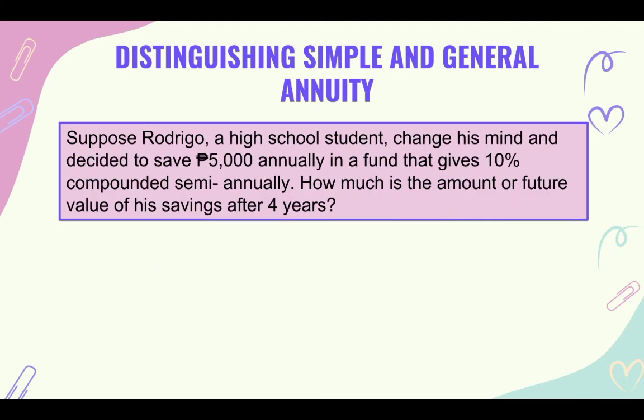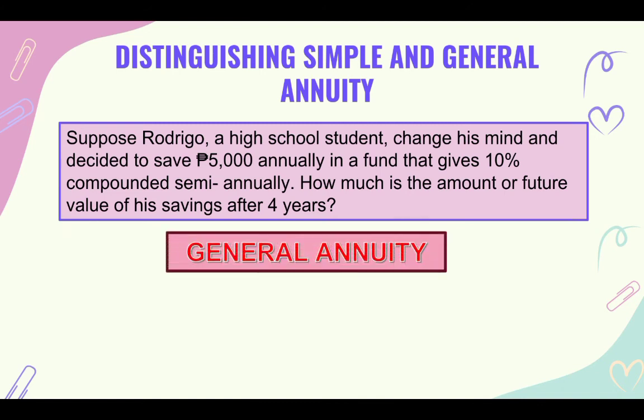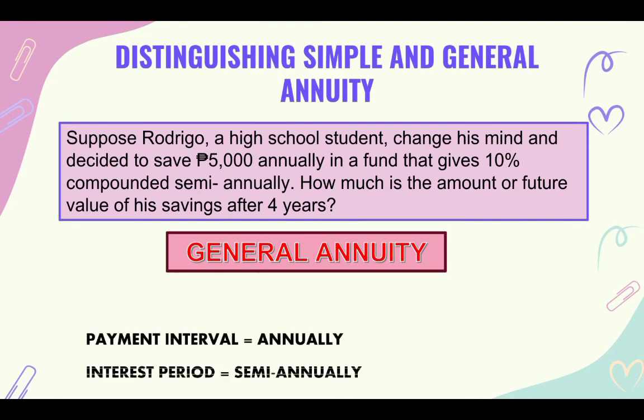Next. Suppose Rodrigo, a high school student, changed his mind and decided to save 5,000 annually in a fund that gives 10% compounded semi-annually. How much is the amount or future value of his savings after 4 years? So what will be the annuity that describes this problem? Is it simple or general? It's a general annuity because the payment interval is annually while the interest period is semi-annually.